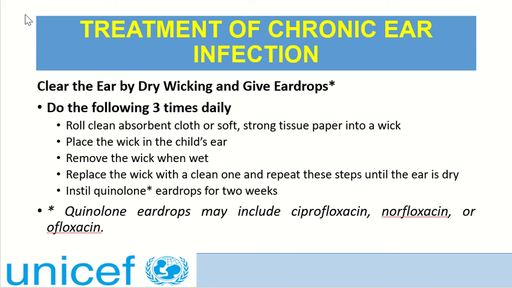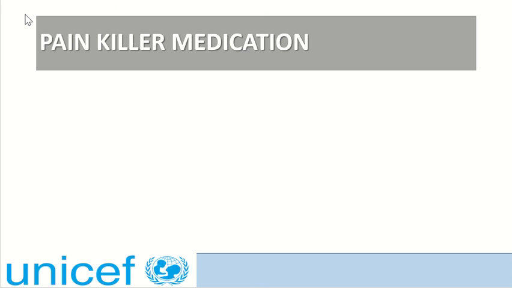In treatment for chronic ear infections, we clear the ear by dry wicking and give ear drops. Do the following 3 times daily. Roll clean absorbent cloth or soft, strong tissue paper into a wick. Place the wick into the ear of the child and remove the wick when wet, then replace it with another one until the ear becomes clean and dry. Repeat the steps until dry. Instill quinolone ear drops for 2 weeks. Quinolone ear drops may be ciprofloxacin, norfloxacin, or ofloxacin.